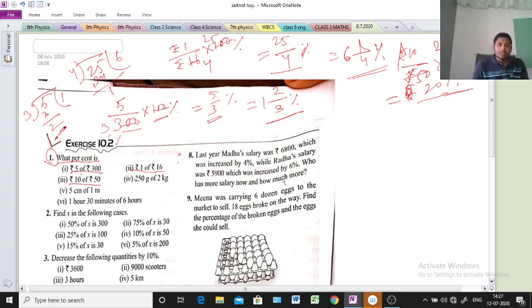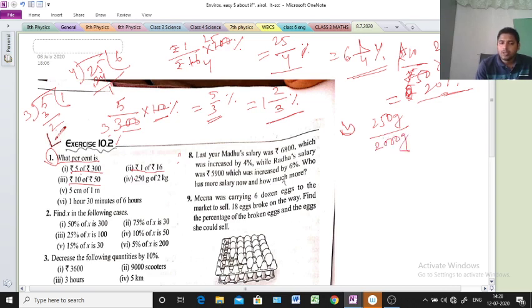The remaining problems are 4, 5 and 6. You can do them, or not? Okay, see question number 4. It is telling 250 gram of 2 kg. Of means here out of 2 kg, and 2 kg we convert into gram. 2 kg means 2000 gram.